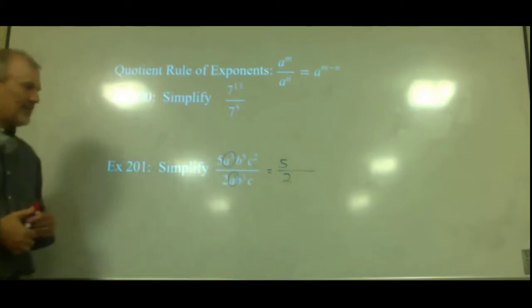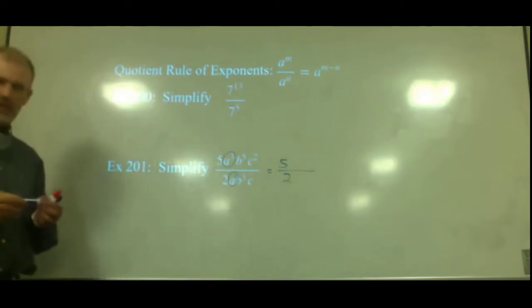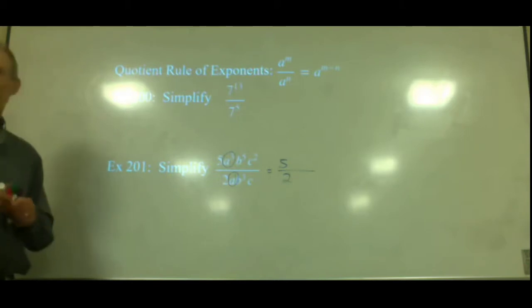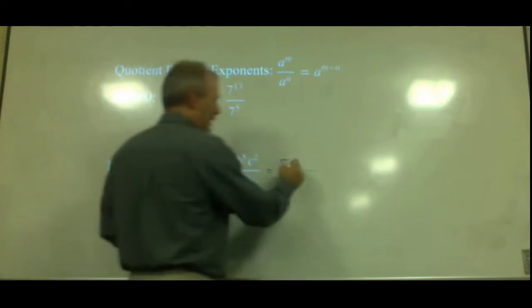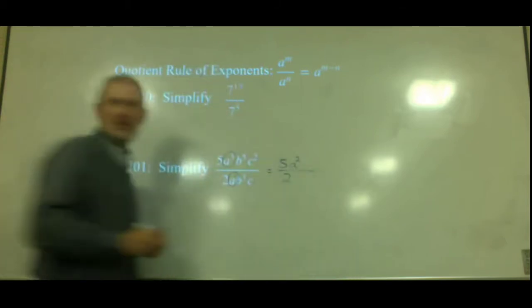So what's going to happen there? 3 minus 1. And so we'll have a squared. Will it be on the top or on the bottom? Top. It'll be on the top because you had more a's on the top. Does that make sense?